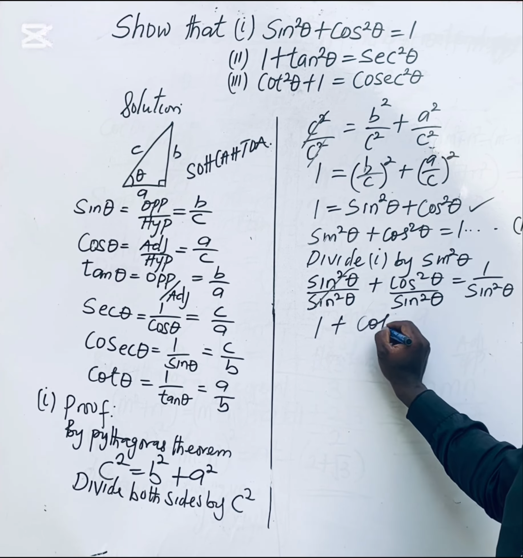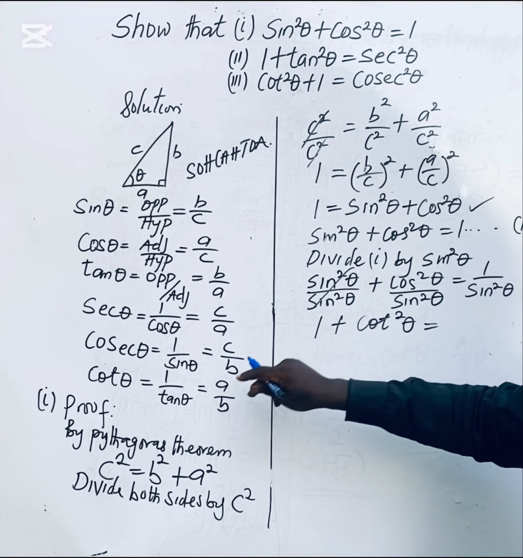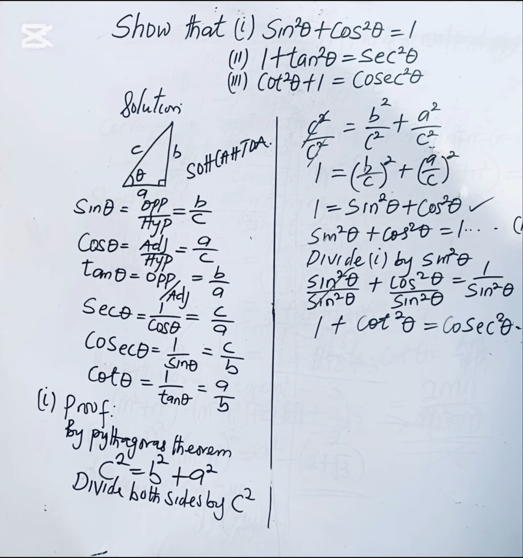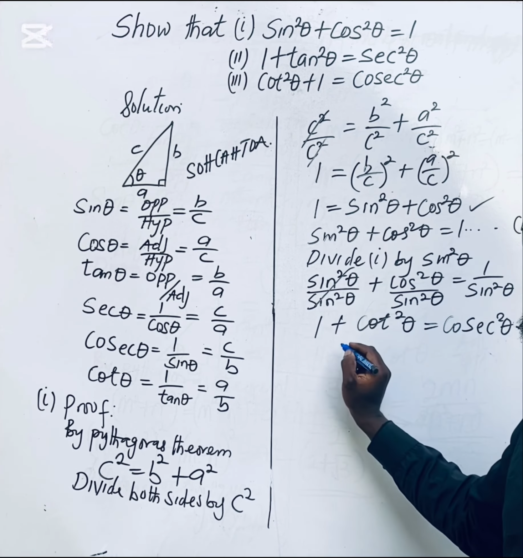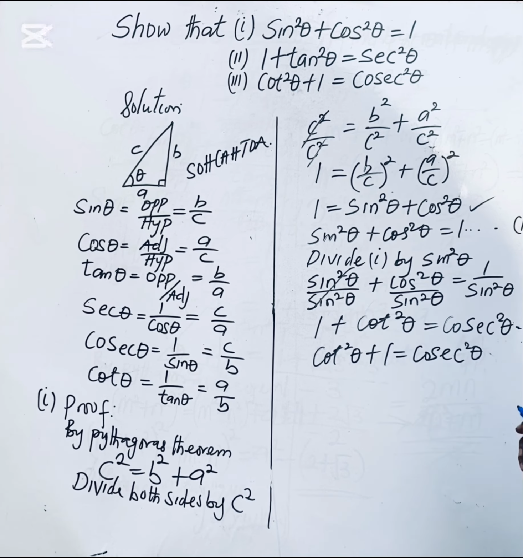Cos square theta over sine square theta is cot, that is A over B. Because when you divide cosine by sine, you get A over B, which is cot. So this is cos square theta. 1 over sine theta is cosec. So you have cosec square theta. So we've gotten number 3. This is number 3 from our proof. Okay? So you can arrange it. It becomes cot square theta plus 1 equals cosec square theta. There's no change.